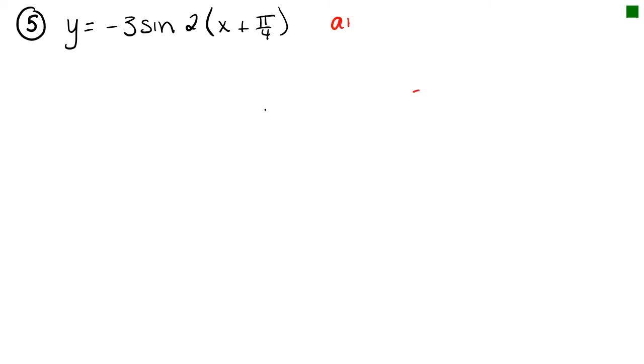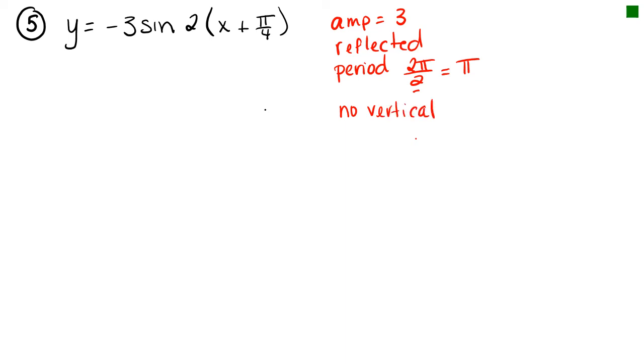All right, amplitude is 3. I am reflected. Period 2 pi over 2. So that is going to be a period of pi. There is no vertical shift. There is a horizontal shift of negative pi fourths, so that's to the left.